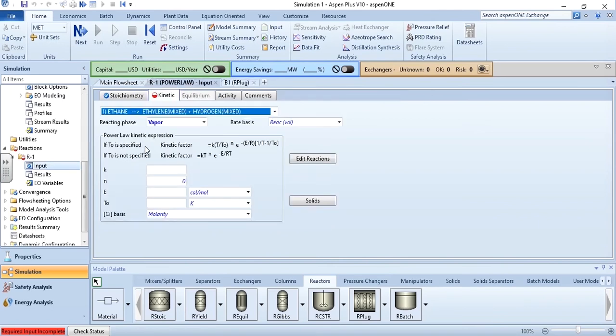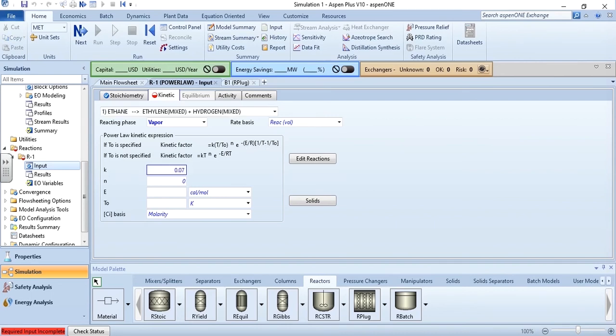If T naught is specified, power law kinetic is K (T over T naught) raised to power n, e to the power of minus E over R (1 over T minus 1 over T naught). If I take this minus into the bracket, then it will be 1 over T naught minus 1 over T. Obviously, a simple concept: if you take this minus inside, it becomes 1 over T naught minus 1 over T, which is what you have in your case.